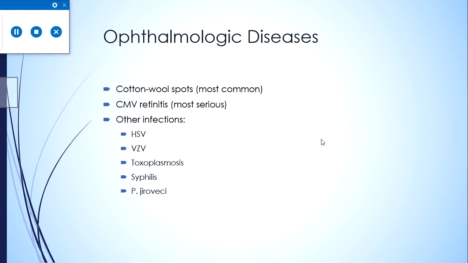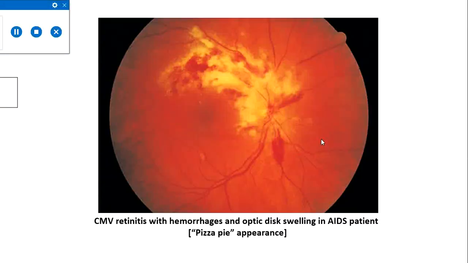Other manifestations can be herpes simplex virus infection of the retina, varicella zoster involvement, toxoplasmosis of the eye, syphilis involving the eye, and even pneumocystis jirovecii, which commonly causes pneumonia in these patients, can also involve the eye. This is the classical picture of cytomegalovirus retinitis. You can see the hemorrhages and areas of infarction and papilledema.